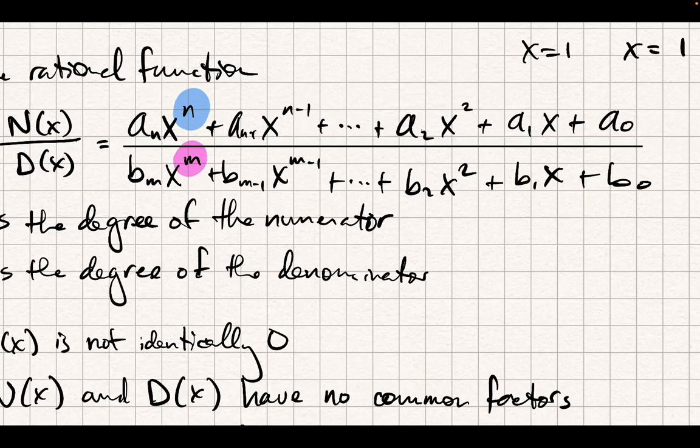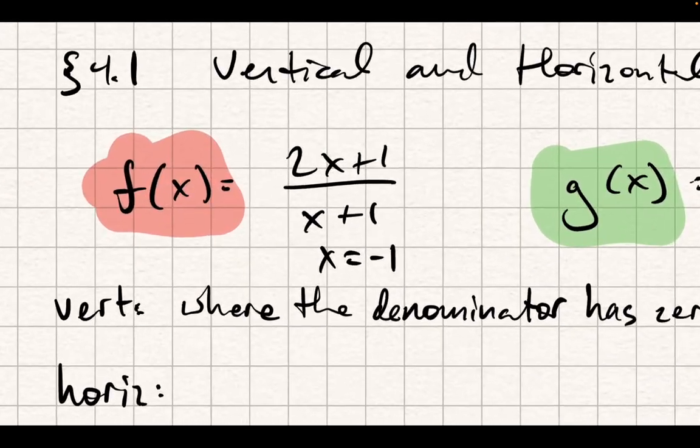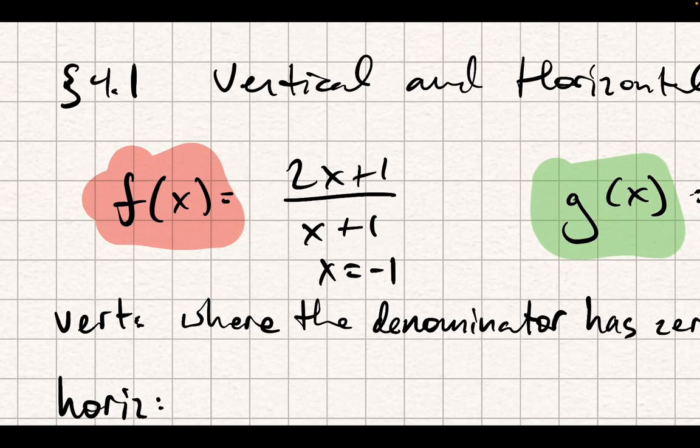It's like x to the 7th over x to the 5th. That's the degree. Where do you see A sub N and B sub M? At the very beginning. And what is that? The leading coefficients. Yes. And in this case, in the tomato red one, what are the leading coefficients? 2 and 1.